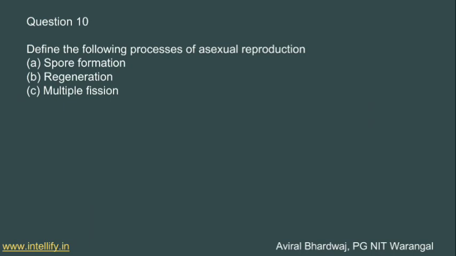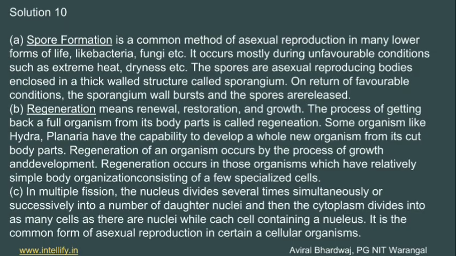So question 10 is: define the following processes of asexual reproduction. First is spore formation, second regeneration, third is multiple fission. Spore formation is a common method of asexual reproduction in lower forms like bacteria, fungi, and algae. It occurs mostly in unfavorable conditions like heat, drying, and cold. The asexually reproducing bodies are enclosed in walled structures, the sporangium. Under unfavorable conditions, the sporangium will burst and spores are released.